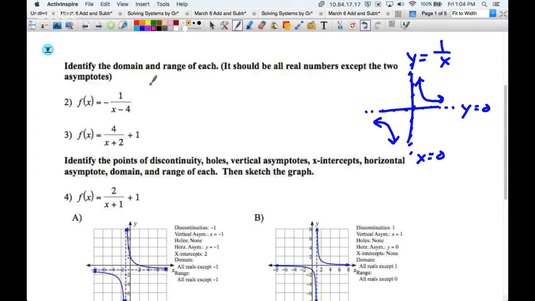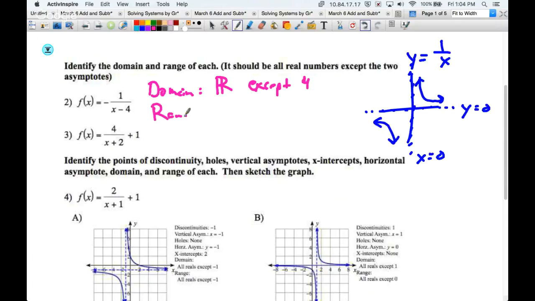So this domain here is going to be all real numbers except 4. All right, we have an h value of 4. That means we've been shifted 4 units to the right. We cannot plug in the value of 4. It would cause us to divide by 0. That's right where our vertical asymptote is.